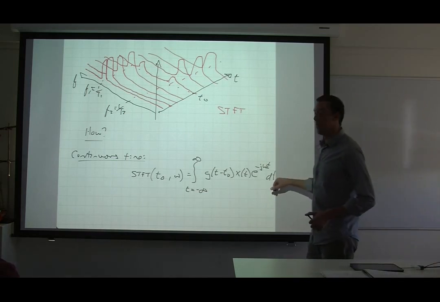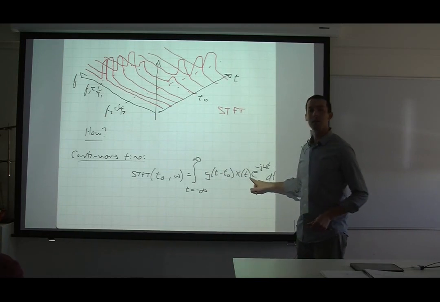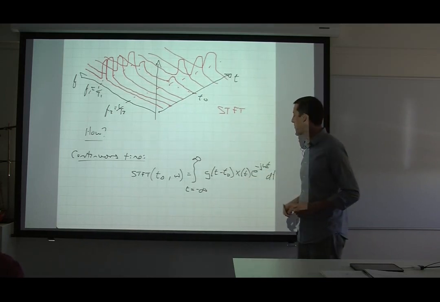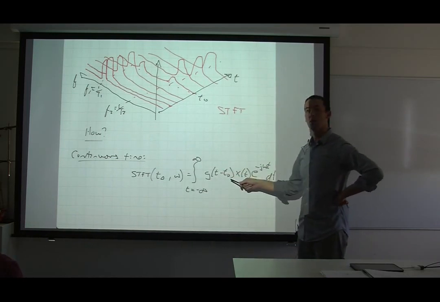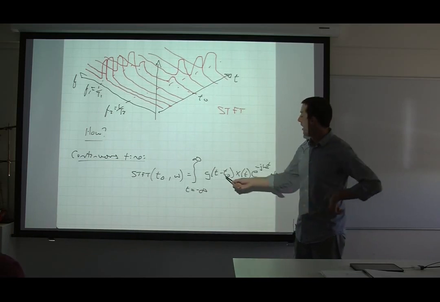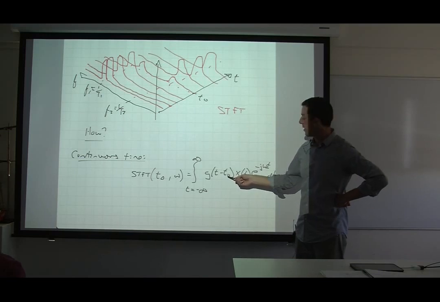This is a Fourier transform, and the only innovation here is that rather than taking the transform of the signal x of t, which was on the previous page, I now have a window function that I'm going to use to isolate a part of the signal that I care about. And the window function, I'll tell you a bit more about it shortly, but it is going to be shifted out to the time that I care about.